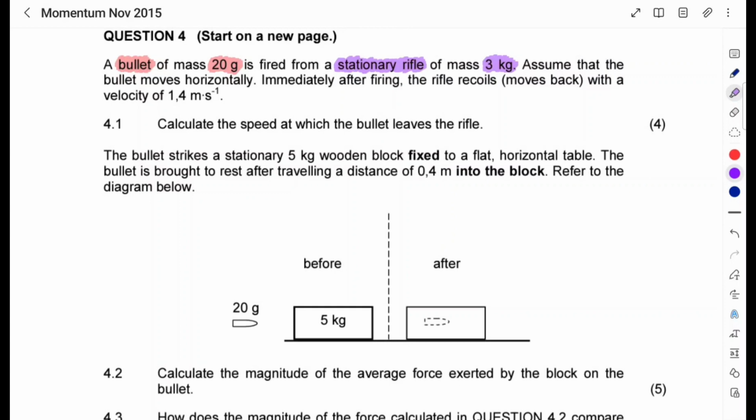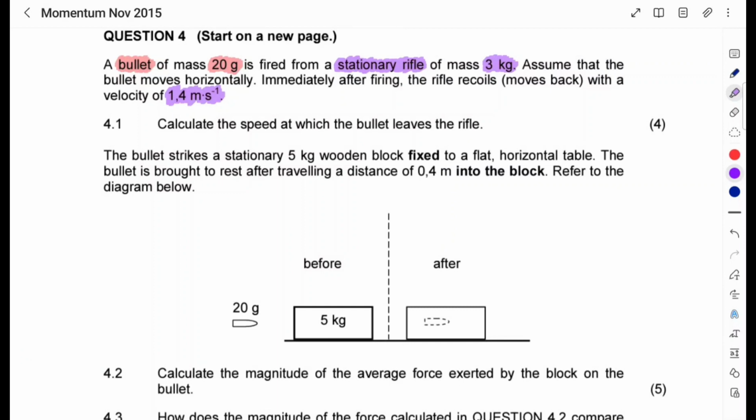So to recoil is to move backwards. So that means that the final velocity of this rifle is negative if we assume the forward direction to be positive. Because the rifle recoils after the bullet was fired, it moves backwards, in the opposite direction to its initial direction. Its final velocity should be negative. So this 1.4 will be negative. It is moving in the opposite direction to the initial direction.